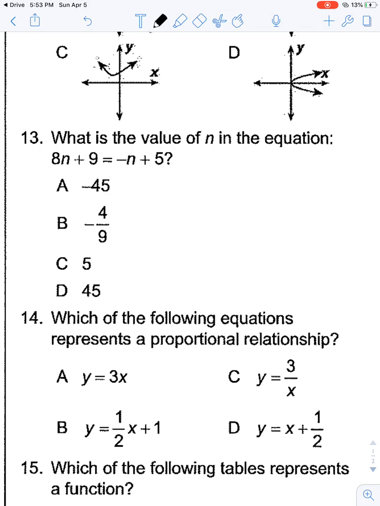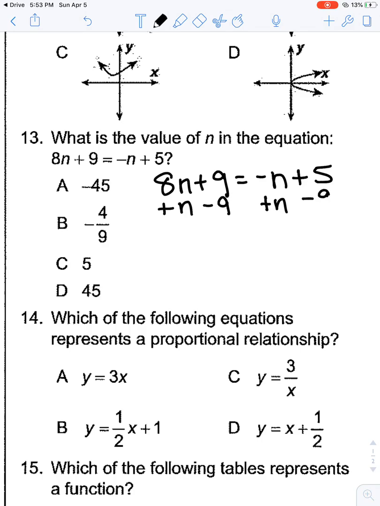Number 13. What is the value of n in the equation 8n plus 9 equals negative n plus 5? We're just solving for n. It's very simple, but I'll go through the process with you. 8n plus 9 equals negative n plus 5. I'm going to add 1n to both sides, and I'm going to subtract 9 from both sides. So I'm moving my unknown, my n, to the left side, and I'm moving my constants, just my numbers, to the right side.